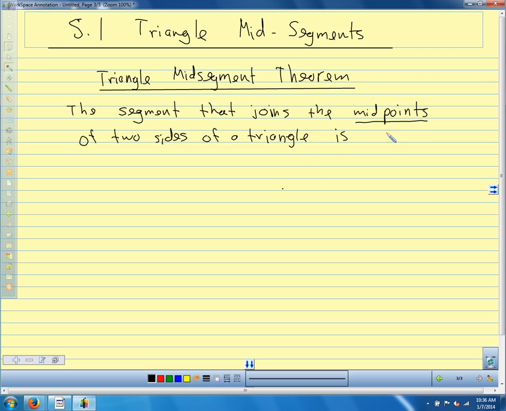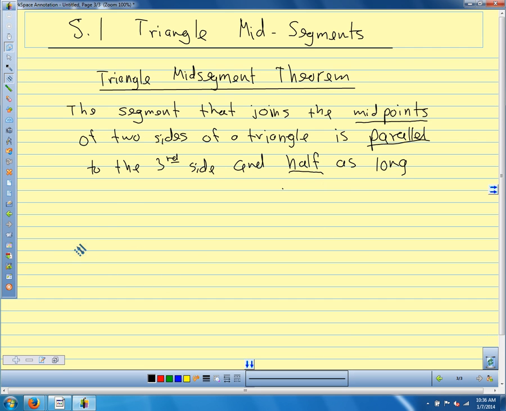Is that segment is parallel to the third side of the triangle and half as long. So when we have a midsegment, we end up with this kind of cool thing happening. So let's draw a picture about what we're talking about.